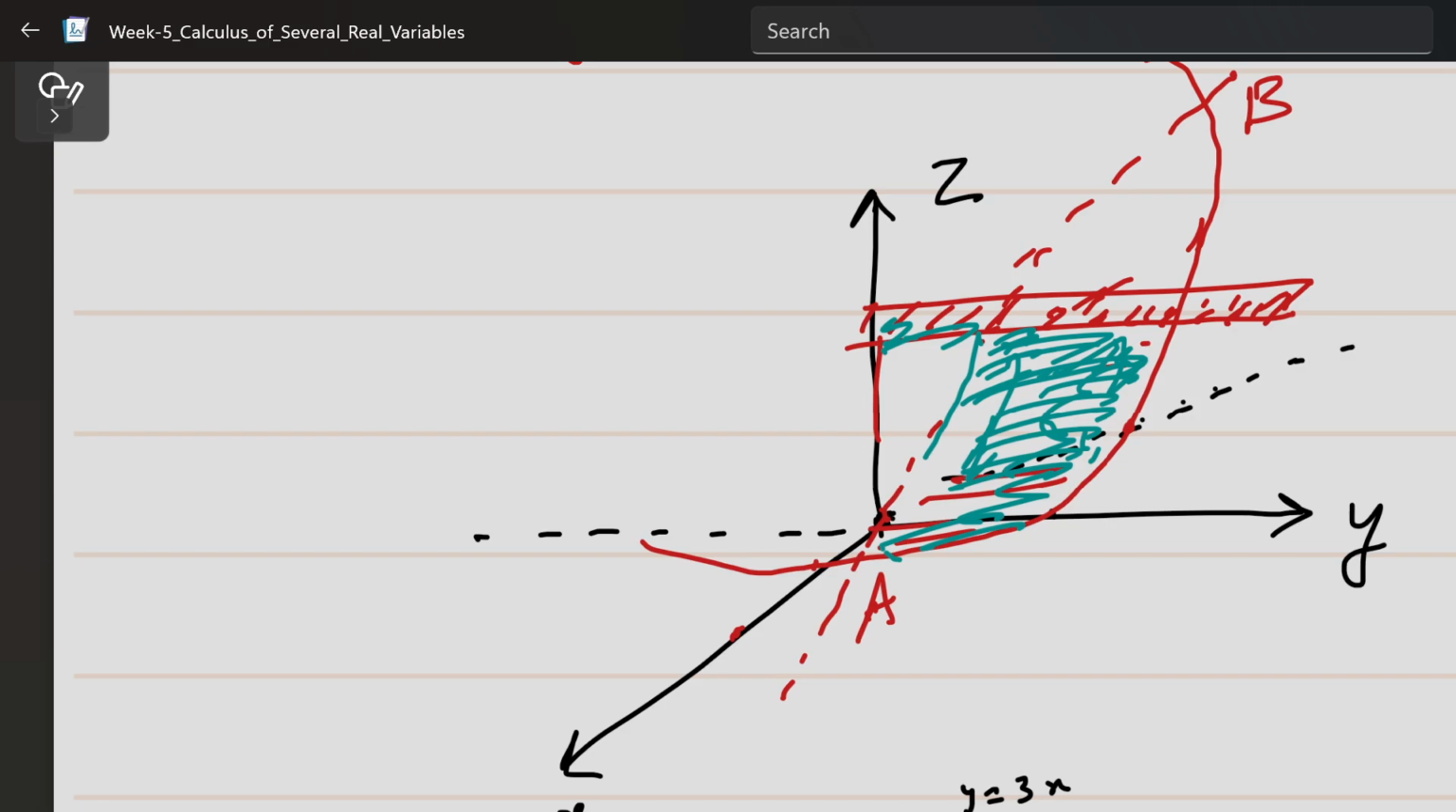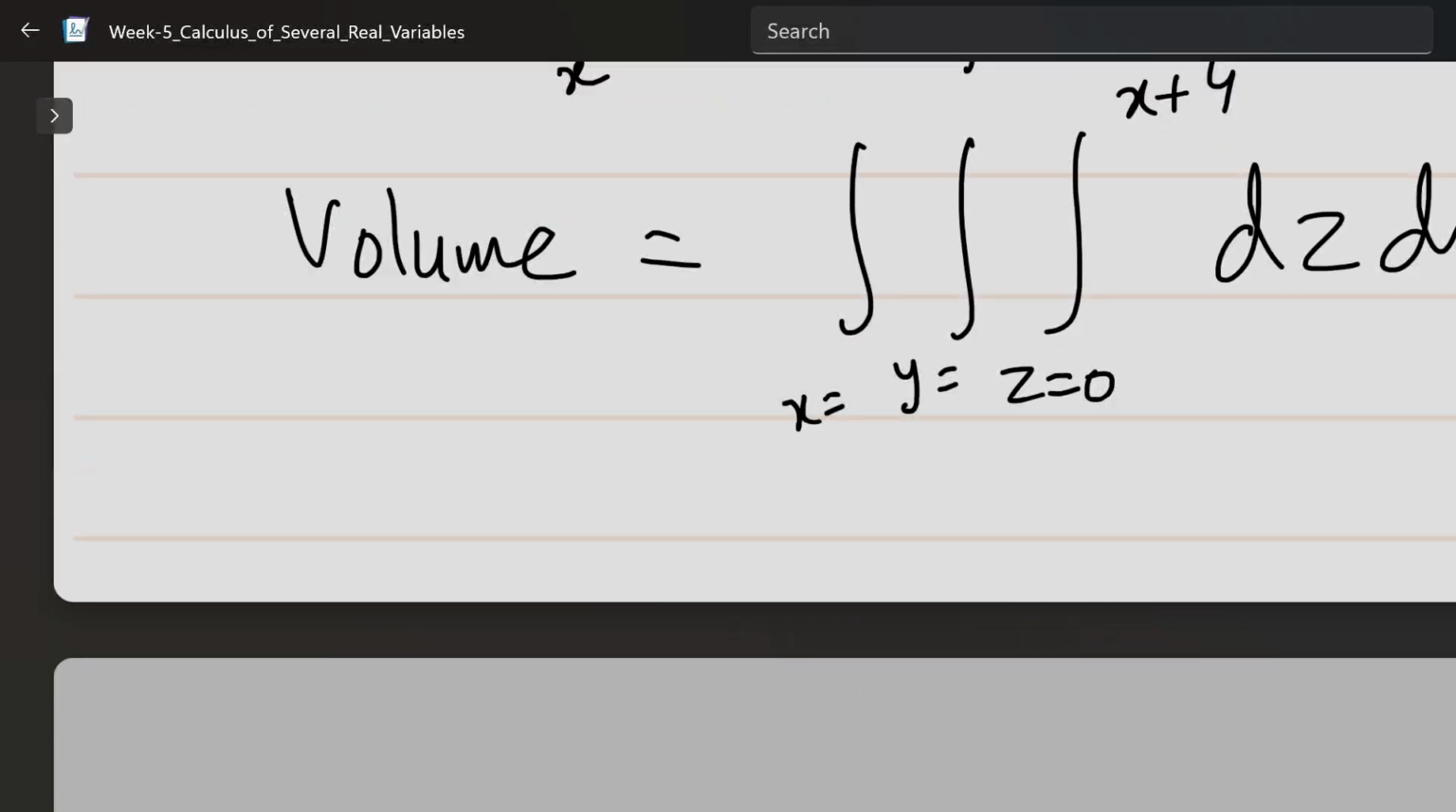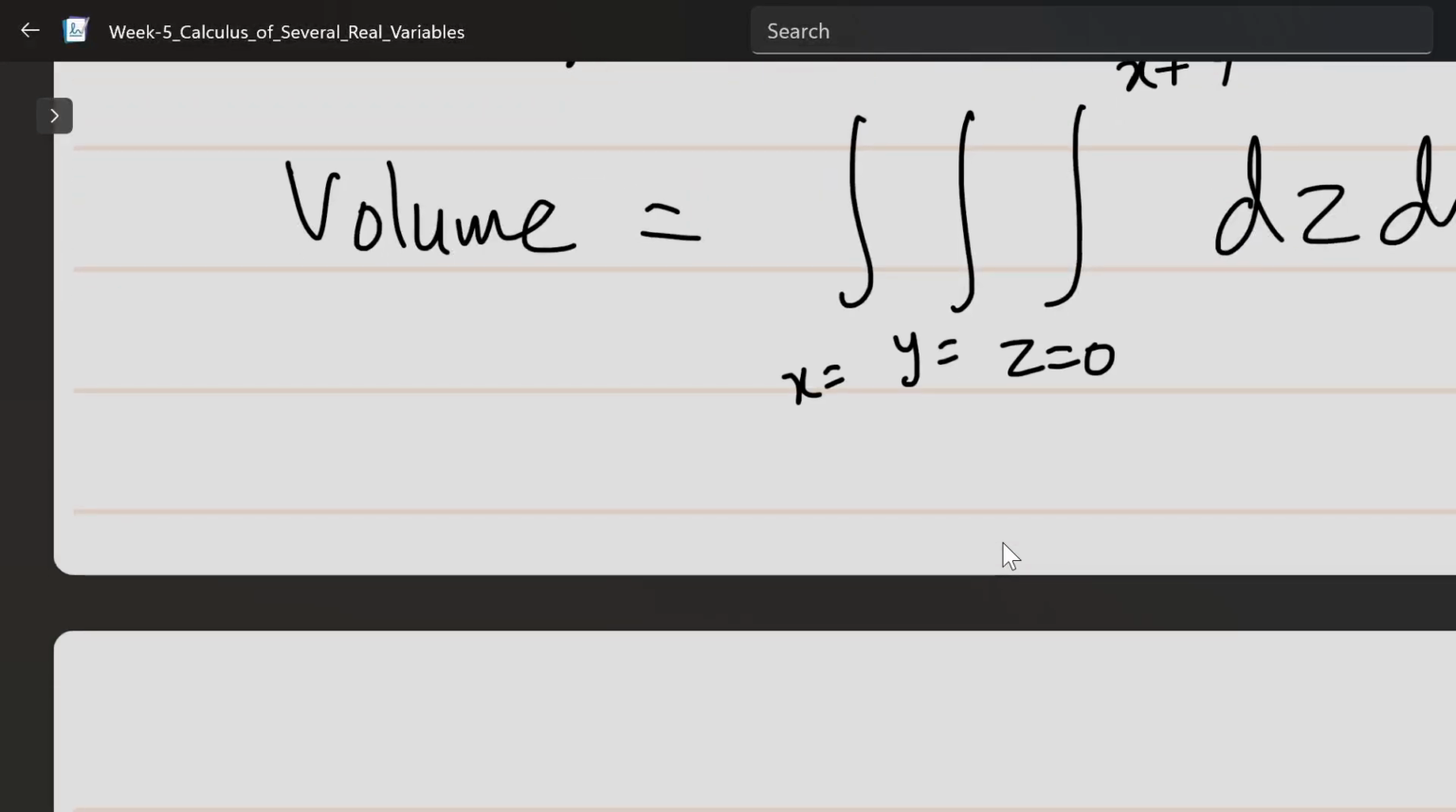So how do you find it? The volume formula, as I told you, is the triple integral dz dy dx. This is the volume. So what is z running from? 0 to x plus 4, right? Now y and x you will tell me. But for simplicity, I will write the integral over y and x of z, where integral dz is z, so that is x plus 4, right? dy dx.